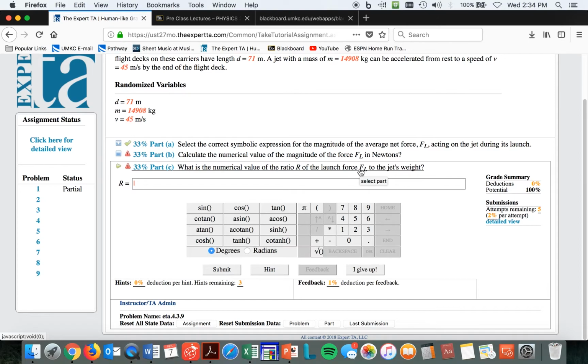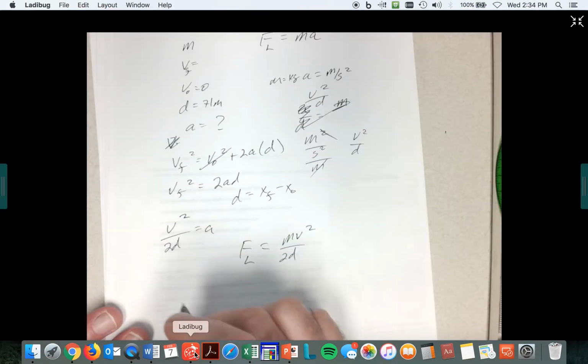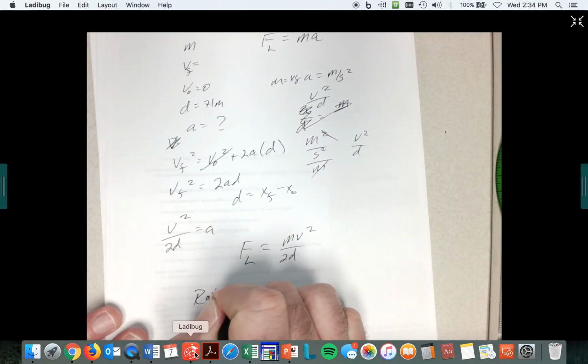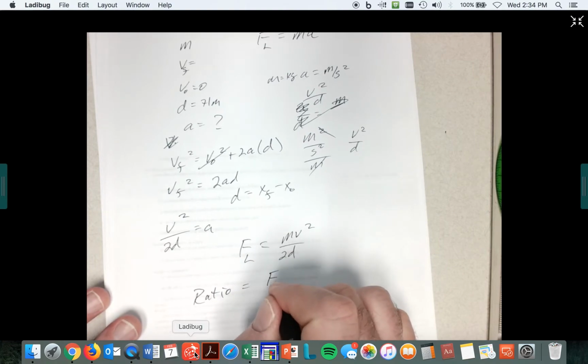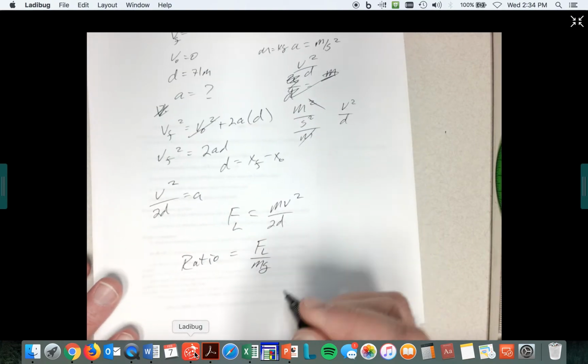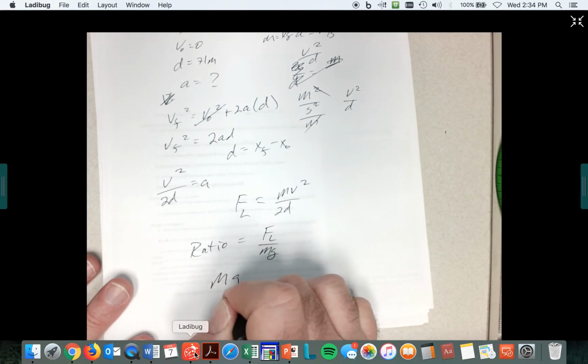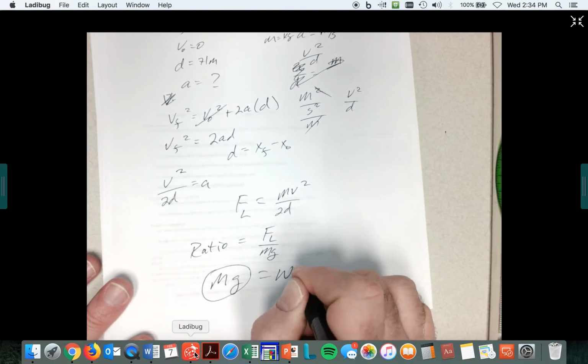So what they mean when they say the ratio, here's what they're asking. The ratio of FL over mg, because mg is weight, mass times gravity here on Earth. This is the weight.